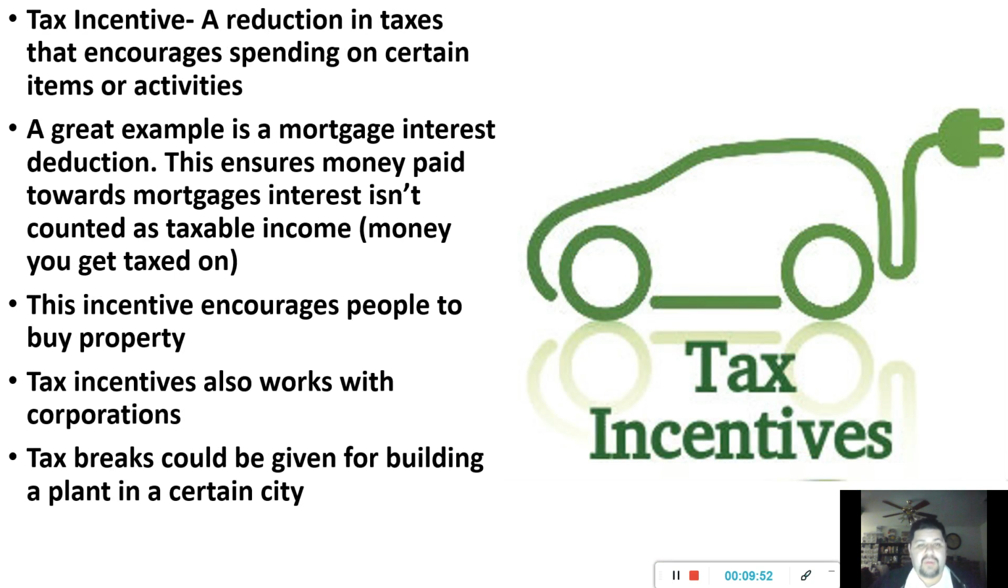Okay. A great example that happened several years ago was the mortgage interest deduction. Basically, when someone bought a house, they took out a mortgage. It ensures the money paid towards the mortgage interest isn't taxed. That these guys aren't taxed for that. And that's something when you get older, you're going to realize, I'm paying so much in taxes and things like that. But when you get a tax break, a tax incentive, you appreciate it.